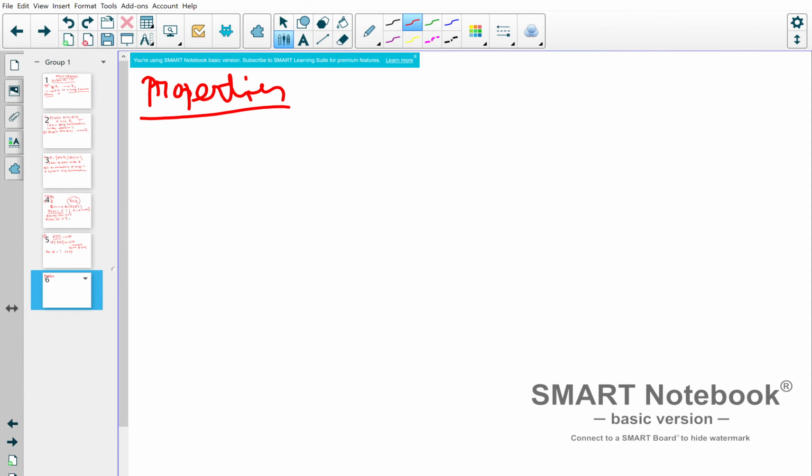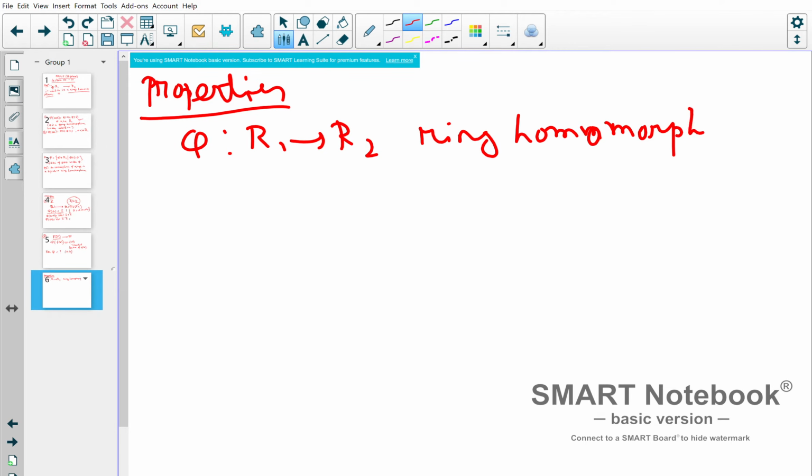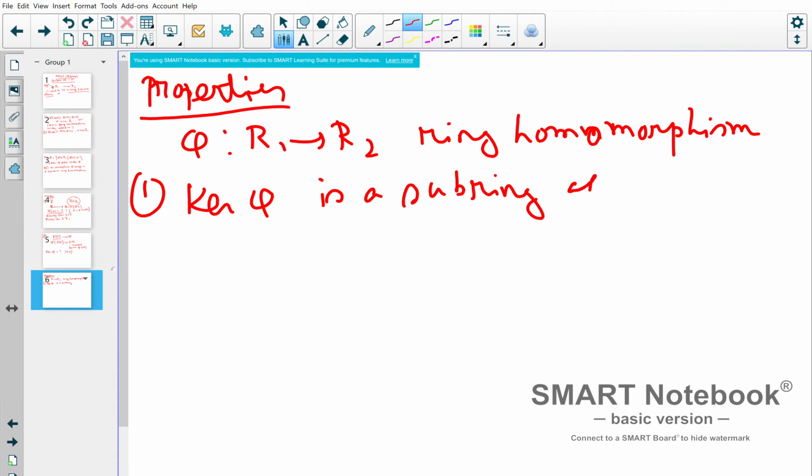What about the kernel? So let me first take a ring homomorphism phi from R1 to R2. Then the kernel of phi is actually a subring of R1. Now you can easily prove this. So what do you need to prove for something to be a subring?